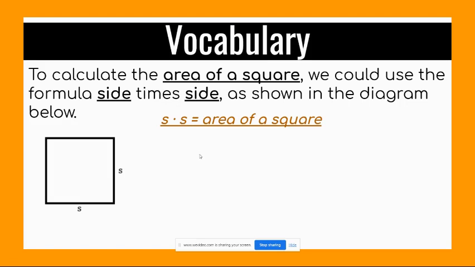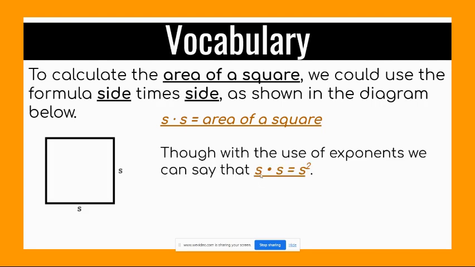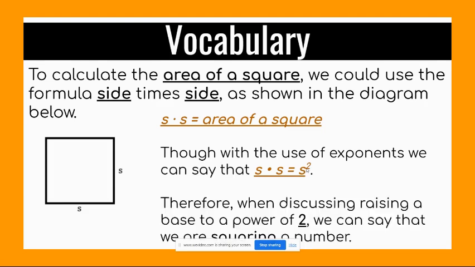Side times side. Well, if you think back to 6th grade and your exponent rules, when you multiply a base times itself, we can write that using an exponent. So since this is a side and this is the same side, I could change that to be side to the power of 2, or side squared.